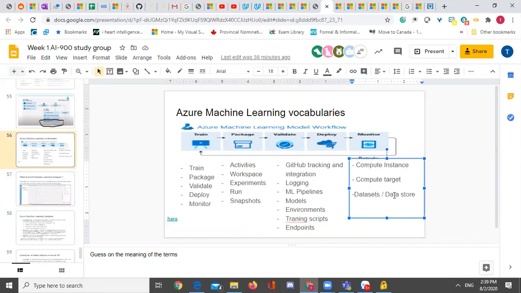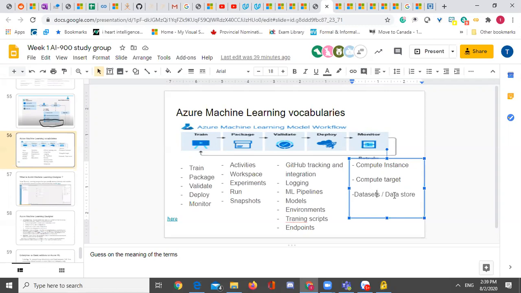Yes, and what is data set? You guess, no wrong answer. Yes, that's correct. So data store, yes.